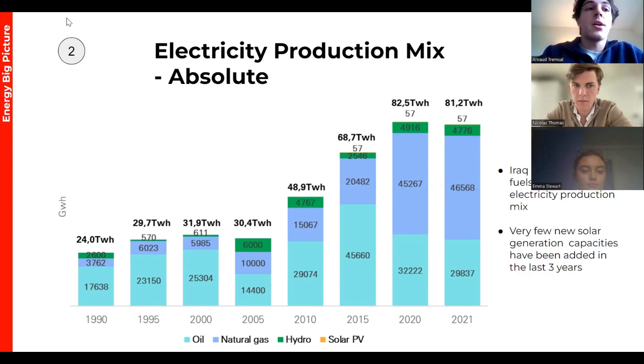And as for solar power generation, as Nicolas told you, it started only around 2015 with 57 gigawatt hours installed, which is negligible for the total production of electricity in Iraq, and new capacities have not been installed yet.